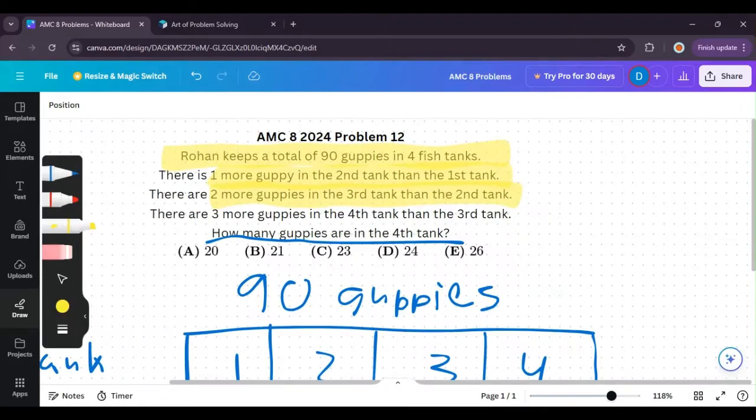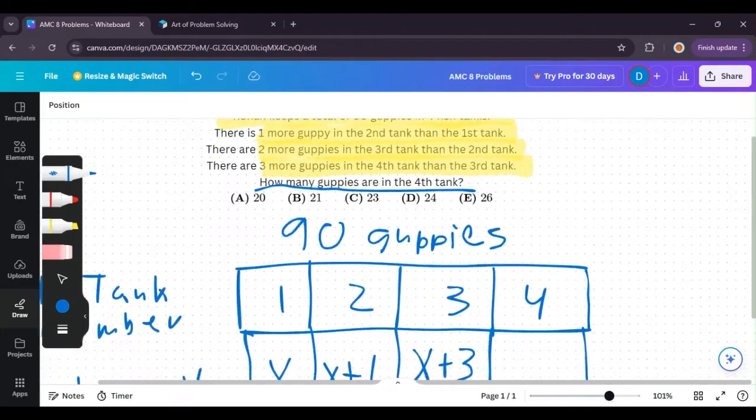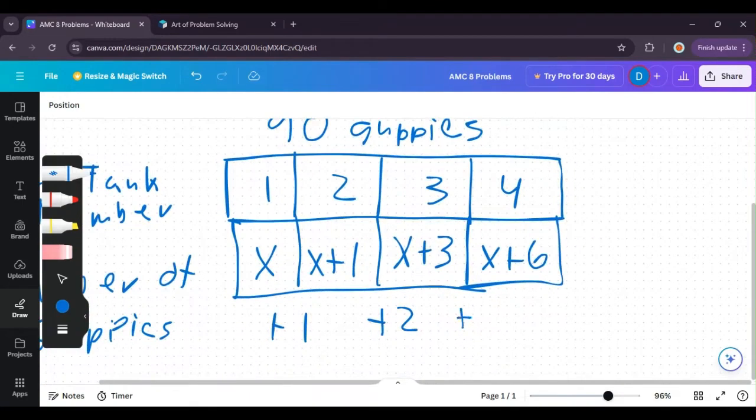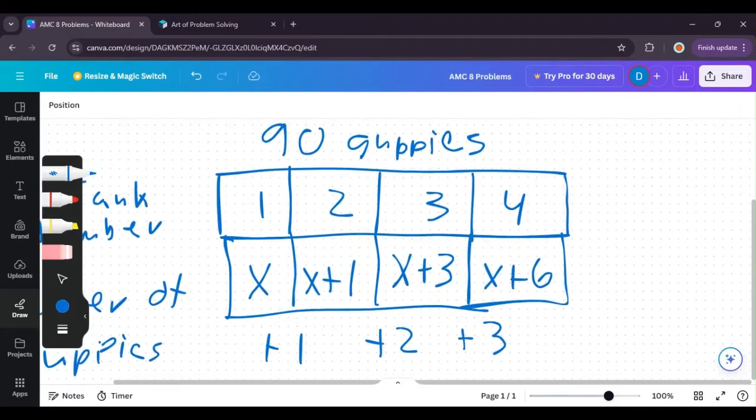So it says there are 3 more guppies in the 4th tank than the third tank. So if there are 3 more guppies in the 4th tank than the third tank, then we're going to add 3 to the third tank to find the total amount in the 4th tank. So we add 3 and we get x plus 6. So every tank has a written value of guppies, and they're all written in the value of x.